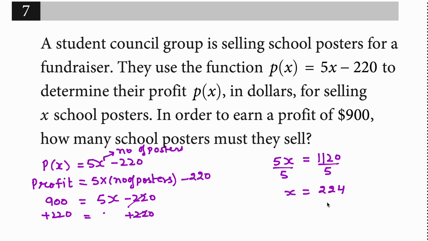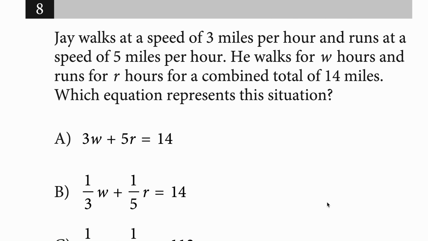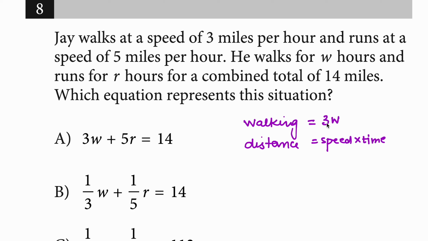So it's a real life situation. Great. Next, let's come to question number 8. J walks at a speed of 3 miles per hour. Okay, so 3 is walking speed. So walking is actually 3 miles per hour and he walks for W hours. So that is 3W. See, distance is equal to speed times time, we can use this formula, right? So walking distance: speed is 3 miles per hour and he walks for W hours. So distance is equal to speed times time.